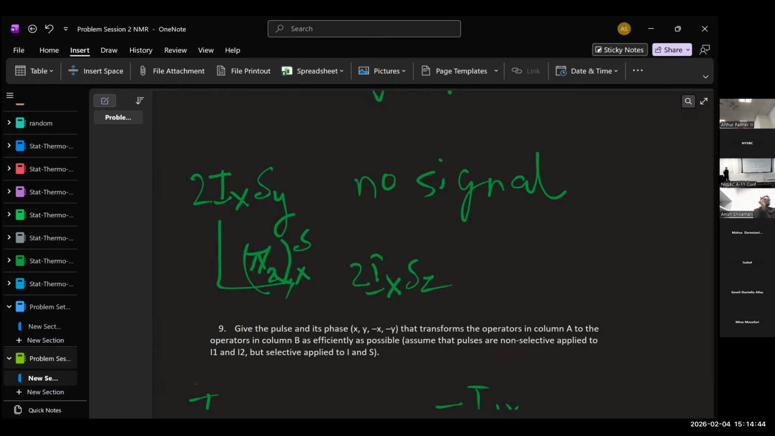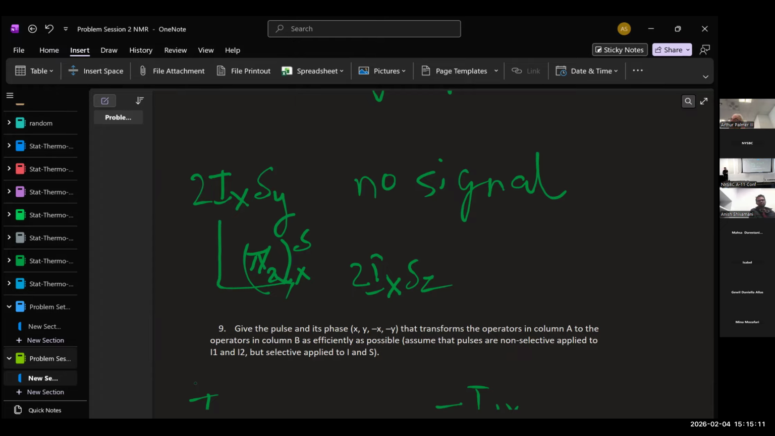Or once we talk about 2D experiments, I could do the two-dimensional experiment in which this term evolves in the indirect dimension, in which case I expect to see evolution at 0 and double quantum frequencies, and then use some other pulses to convert back to something I actually can observe.